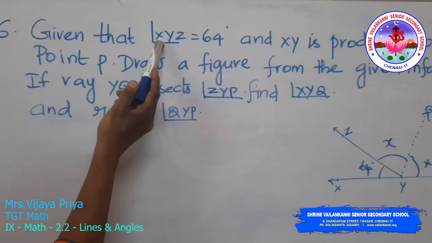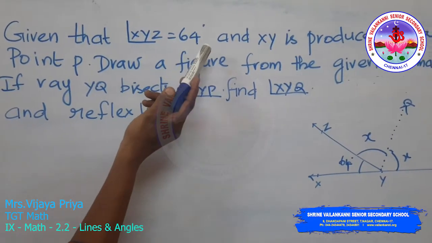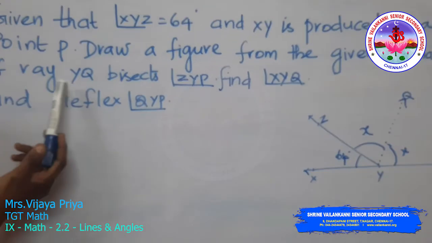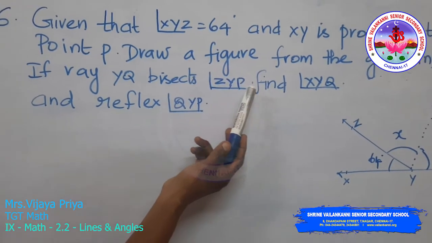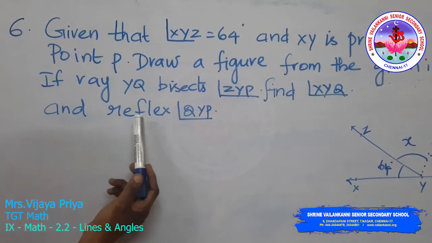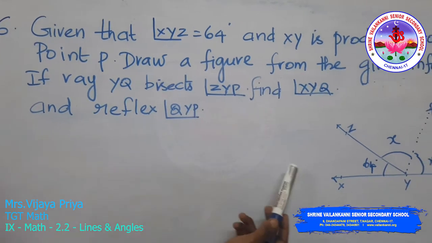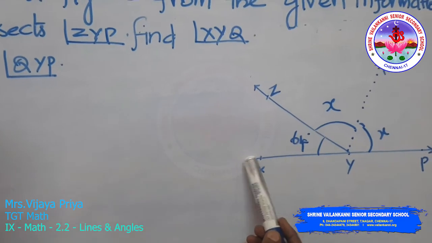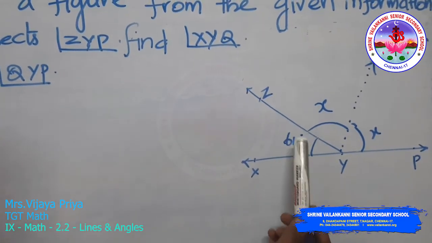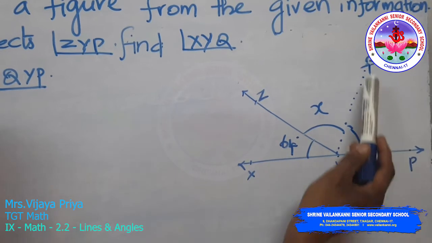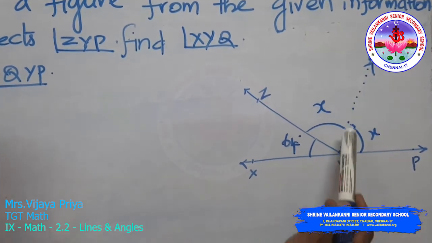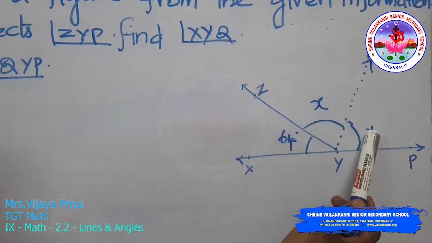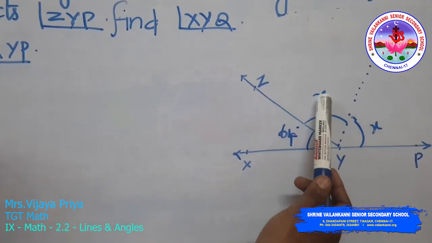Sixth problem. Given that angle XYZ is equal to 64 and XY is produced to a point P, draw a figure with the given information, and if ray YQ bisects angle ZYP, find angle XYQ and reflex of angle QYP. Now going to the figure, we have drawn it here. XYZ is equal to 64 and ZYP has been bisected by the line QY, that is, it divides into two equal angles. We name this angle x and this angle x. Now I need to find the value of x.